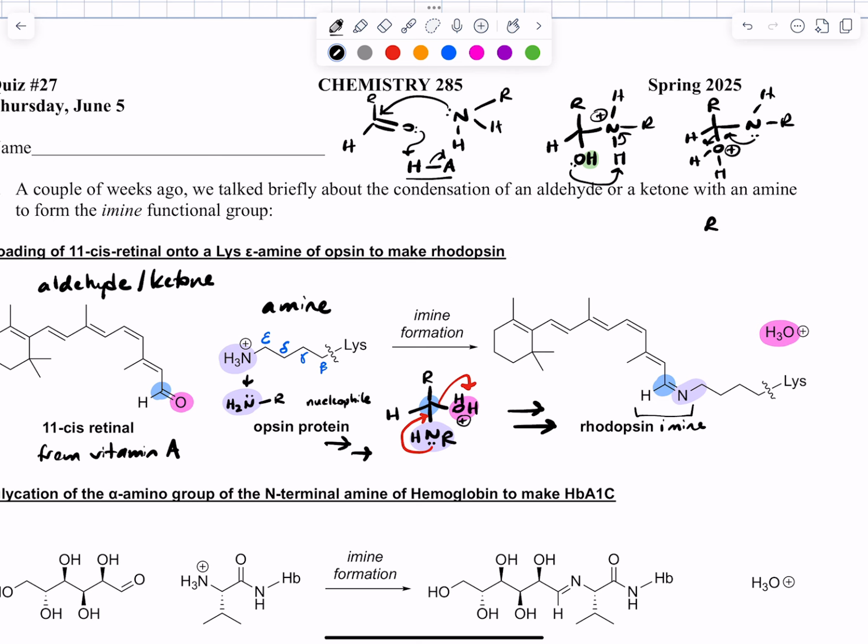That will generate an intermediate that looks like this. This is called an iminium ion. And then water can steal the last proton from that iminium ion, and that's where you get the H3O+ from. Okay.